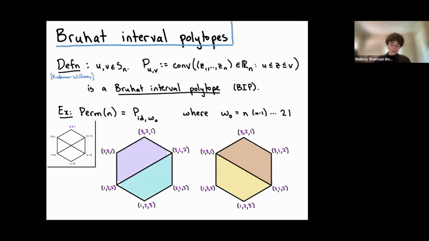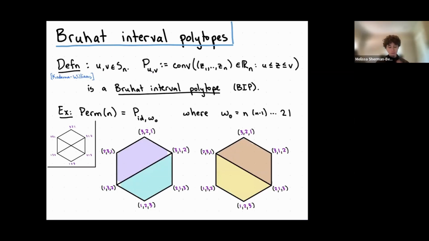So instead of taking the convex hull of all permutation vectors, I'm just taking the convex hull of those in a particular Bruhat interval. And I said pick an arbitrary pair U and V, but of course, if U and V aren't related in the Bruhat order, if they're not comparable, then this will be empty. So I can think of these as really being indexed by Bruhat intervals.